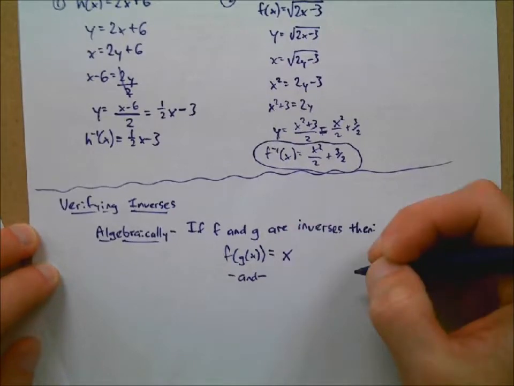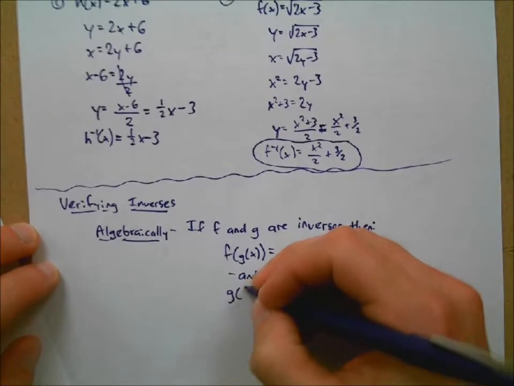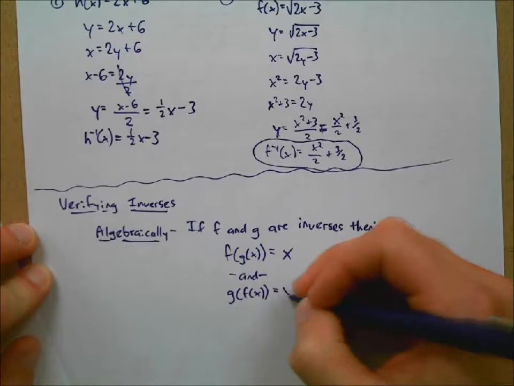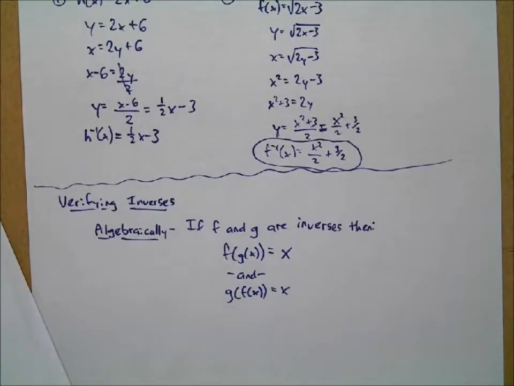What else must be true? G of f of x must also equal x. So you must check both directions for proper justification of an inverse. It's not sufficient to show it one way and say, I'm done. That's not proper. There are situations where you plug g into f and you'll get x, but you plug f into g, you might not get x. So you want to make sure that you're checking both directions there. That's one way to check if we have inverses or not. What's another method? Anyone remember?